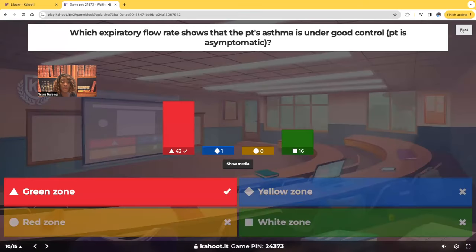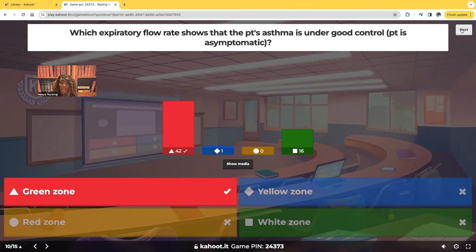Very good. Green zone. That means the patient's asthma is under good control. Patient's not exhibiting any symptoms. Now, the yellow zone is problematic. Patient is symptomatic, right? Patient's going to need a short-acting beta agonist. They're going to need what? Albuterol, right? They're going to need a relief medicine.